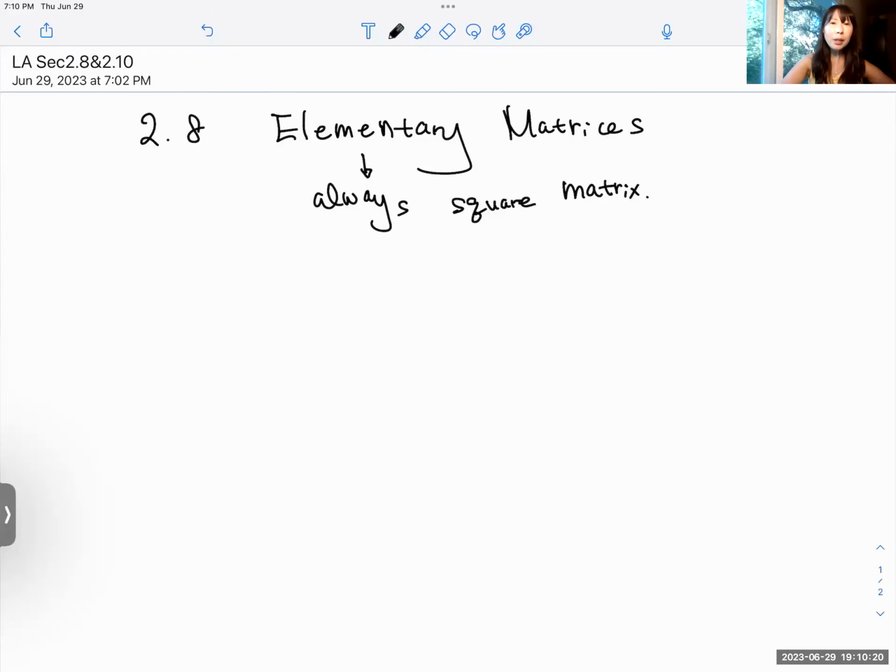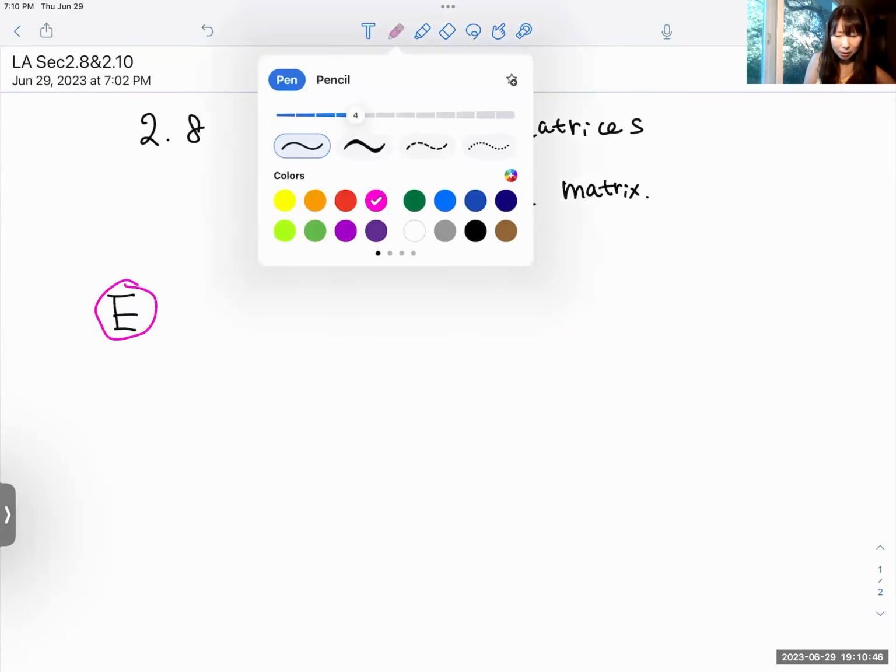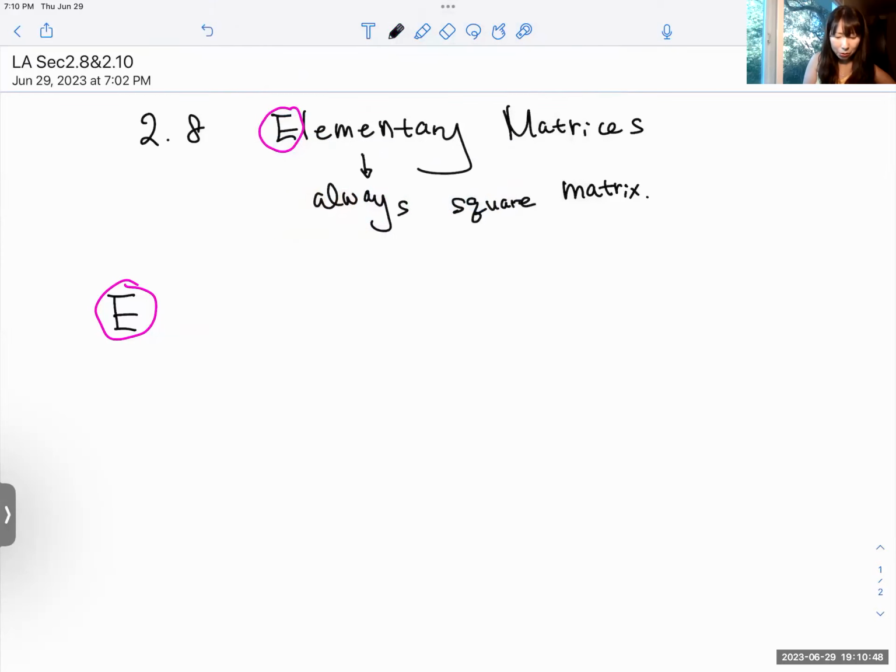Okay, so 2.8, we do elementary matrices. Elementary matrices are always square matrices, which means the same size, right? So we denote it with the first letter, E, most of the time. So we're using E. That means elementary matrix.